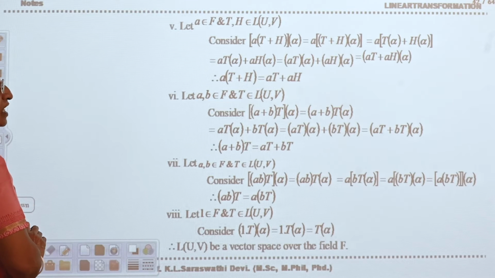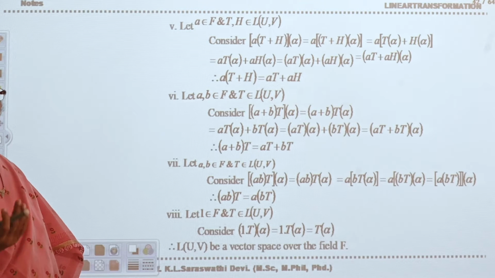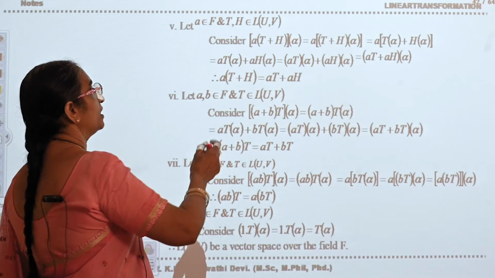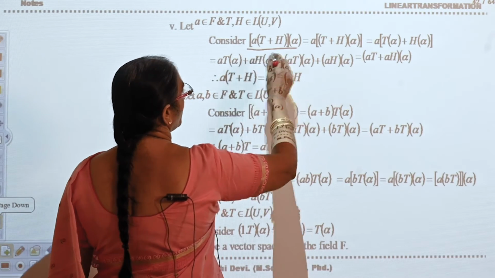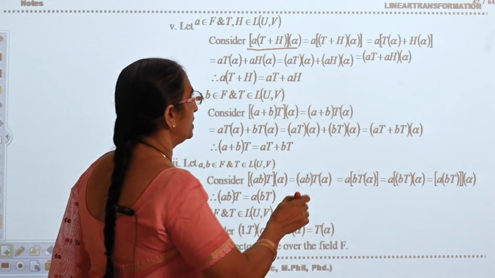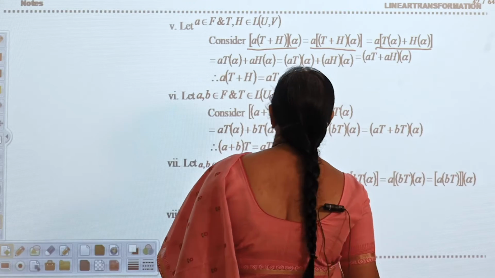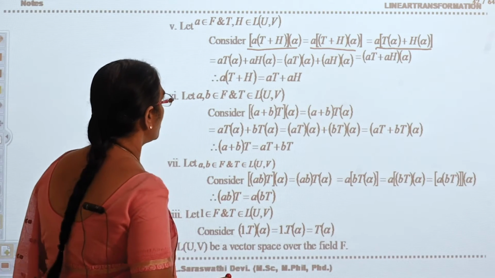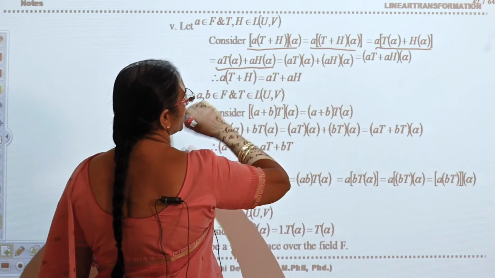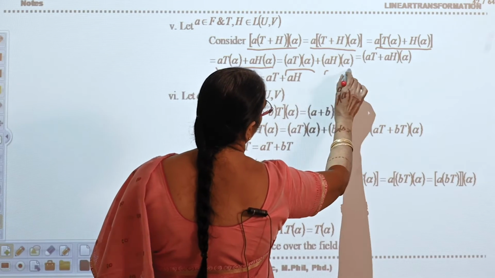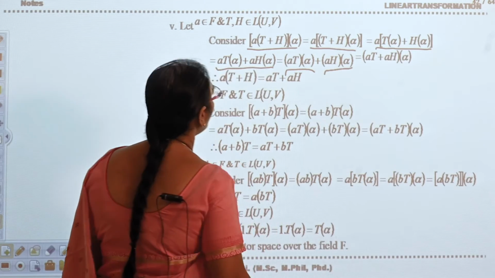With respect to scalar multiplication, it is closed. Now again you have to verify the third set of properties. For that, consider A into T plus H of alpha. This is A into T of alpha plus H of alpha, that is equal to A into T alpha plus A into H of alpha. This is by definition AT of alpha plus AH of alpha.